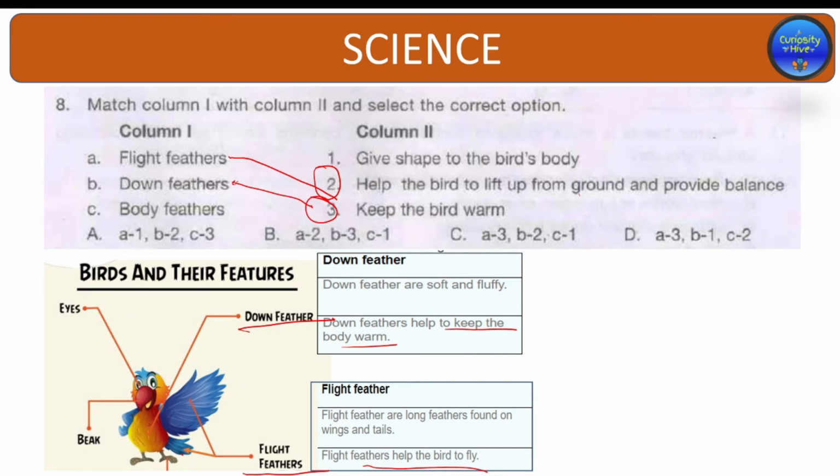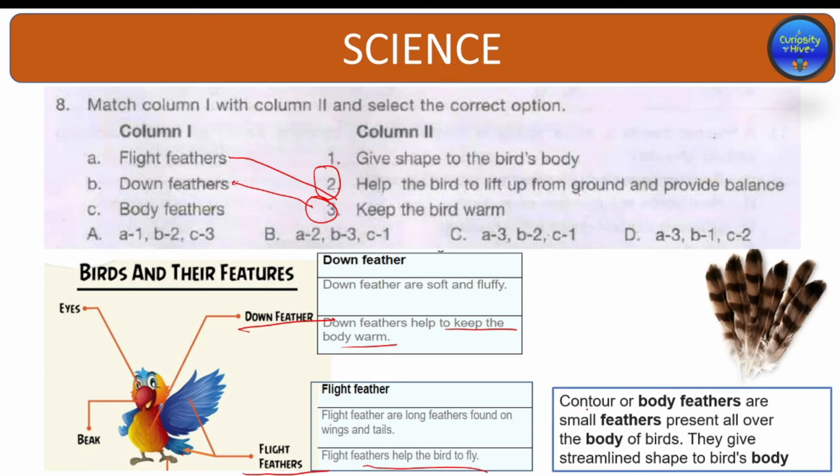And now body feathers, well, they are the contour feathers which give the streamlined shape to the bird's body. So C matches to 1. So based on this, A to 2, B to 3 and C to 1 is option B.